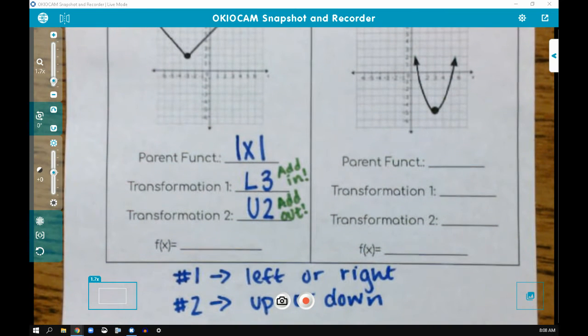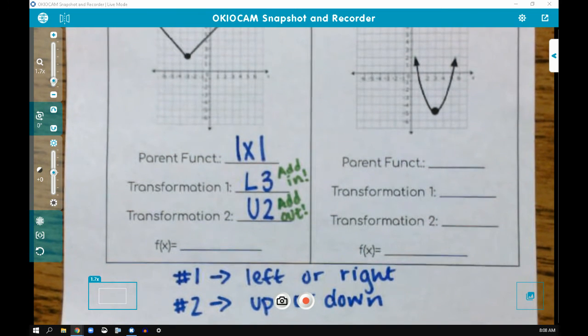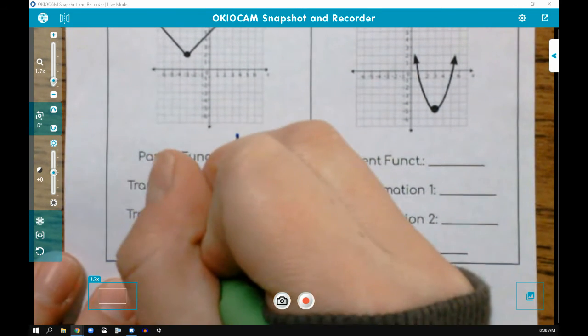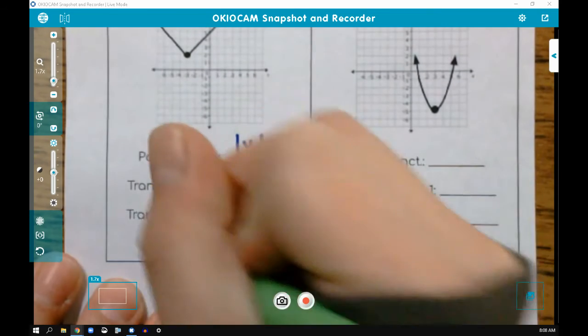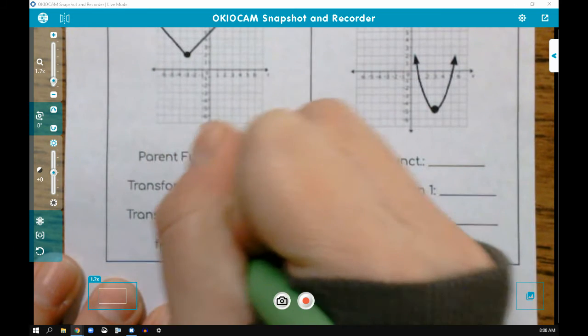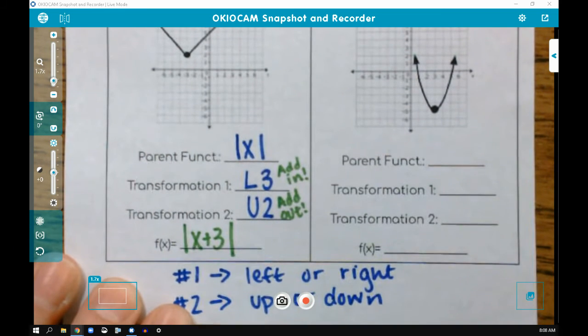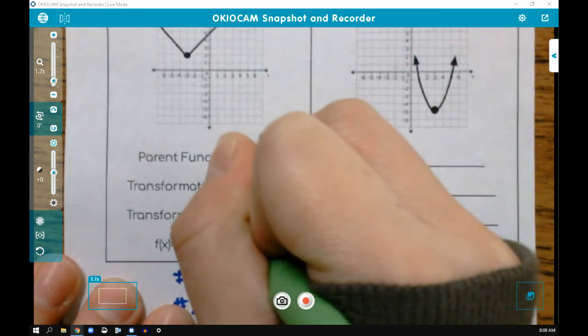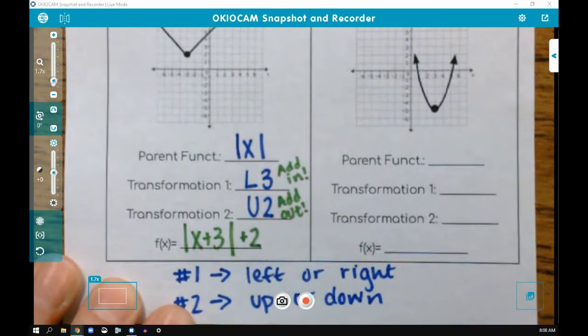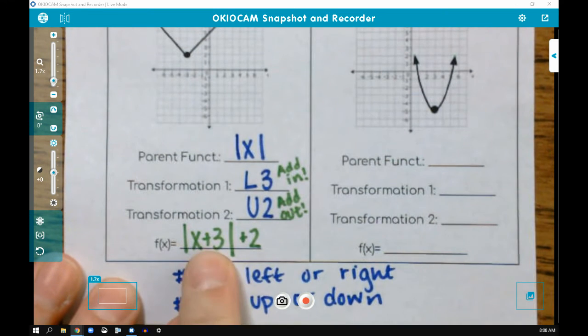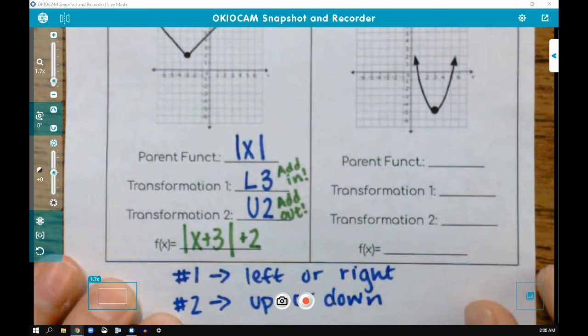And then we just do that. We use our absolute value function. We add 3 inside to go left 3. We add 2 outside to go up 2. So it's going to look like this. Absolute value of x plus 3. And then you add 2 outside. See the difference between inside and outside.